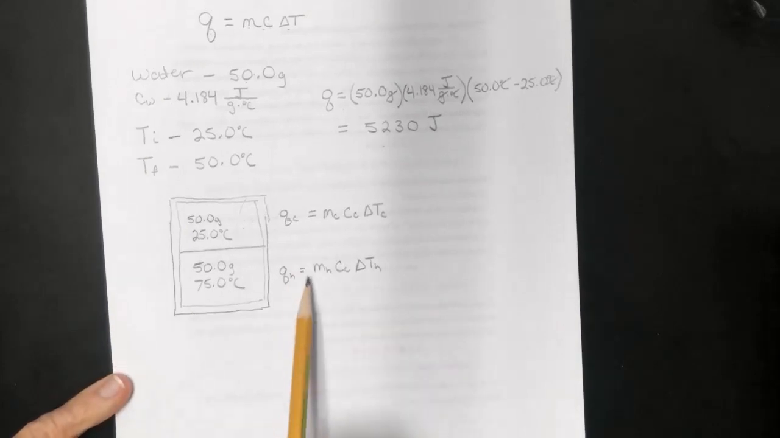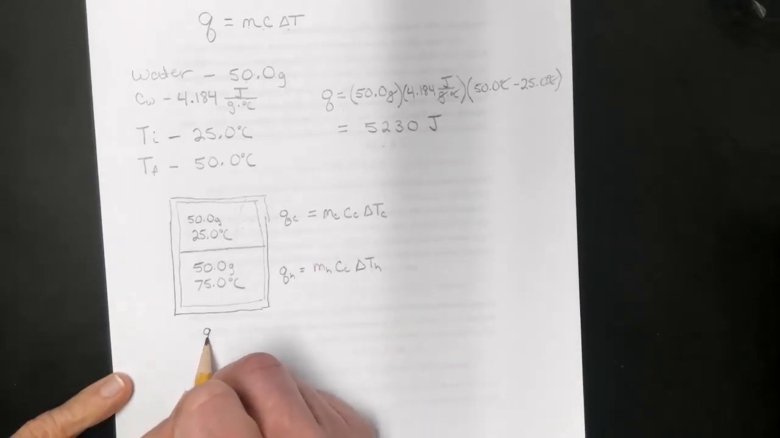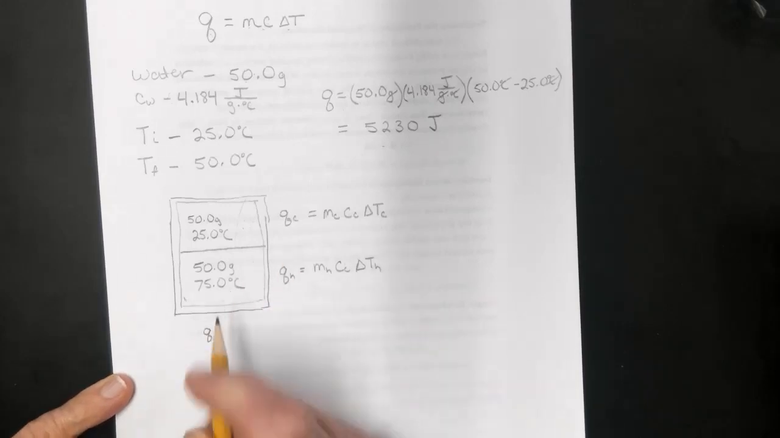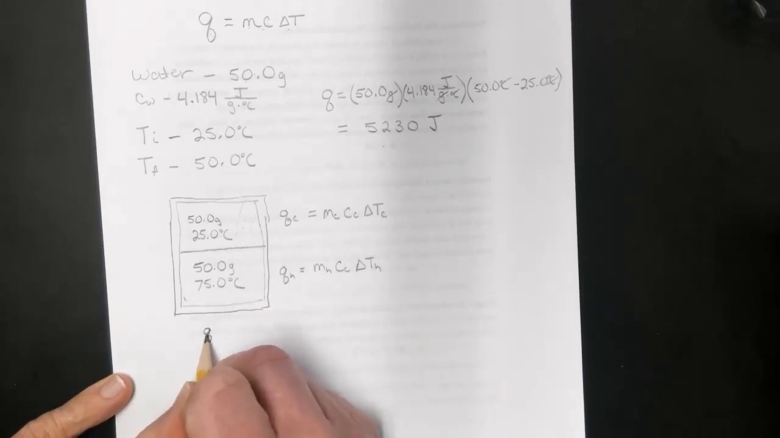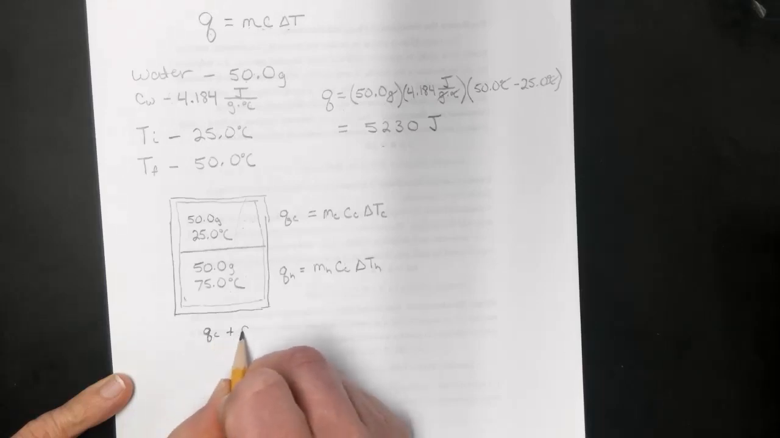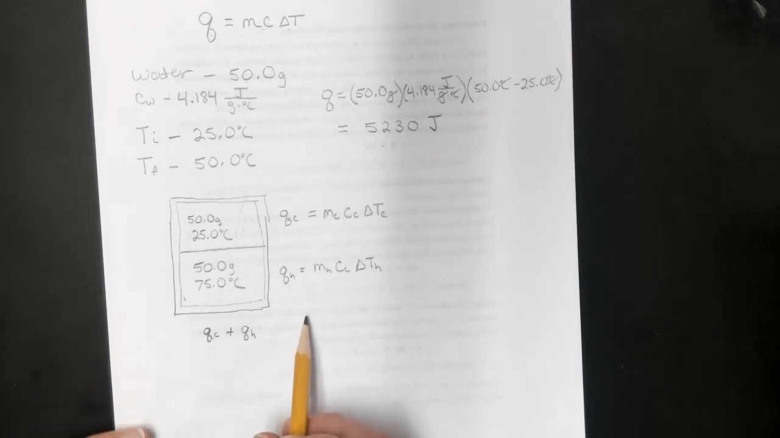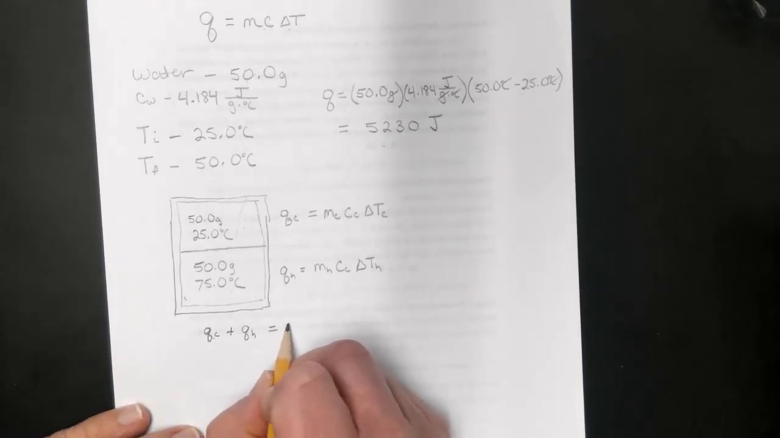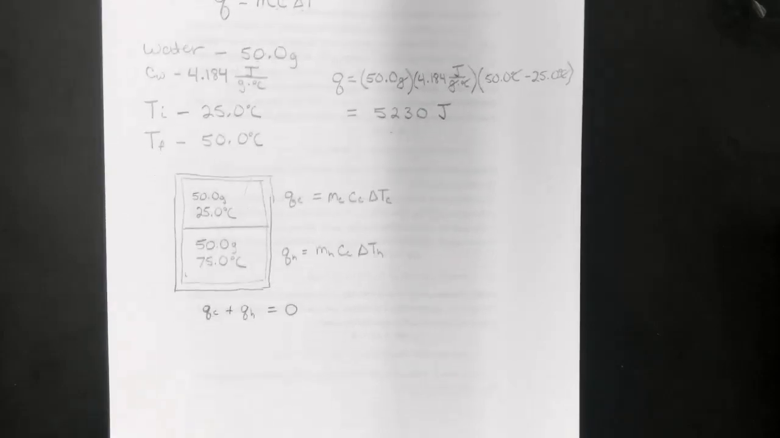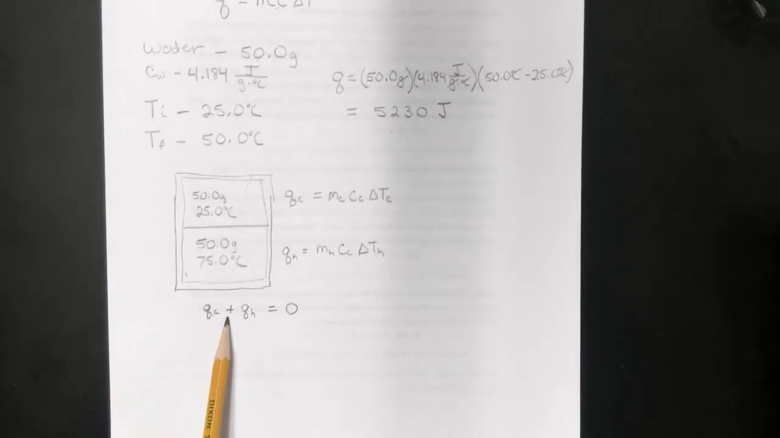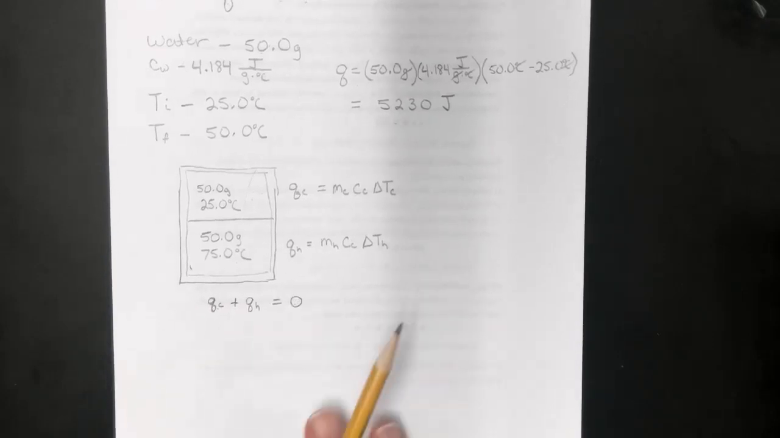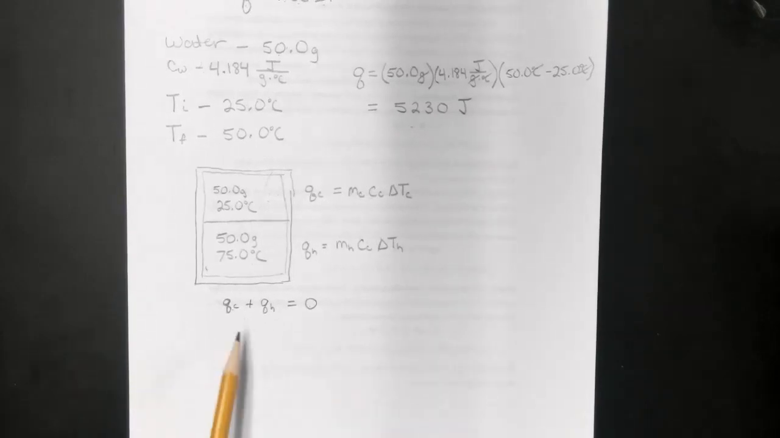Now here's the thing. Q overall, well, Q sub C plus Q sub H, right? The heat process associated with the cold water and the heat process associated with the hot water must equal 0. That's the first law of thermodynamics right here. All the heat processes must sum to 0. Energy can't be created or destroyed in this universe. It is constant, as far as we know. So all the heat processes must equal 0.